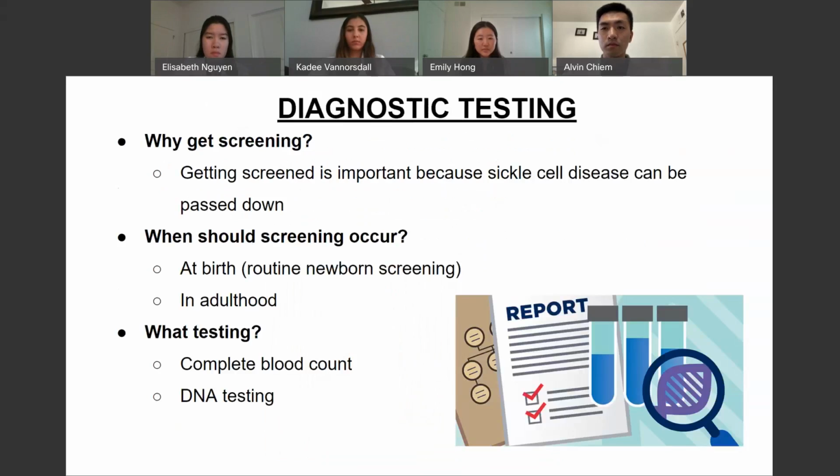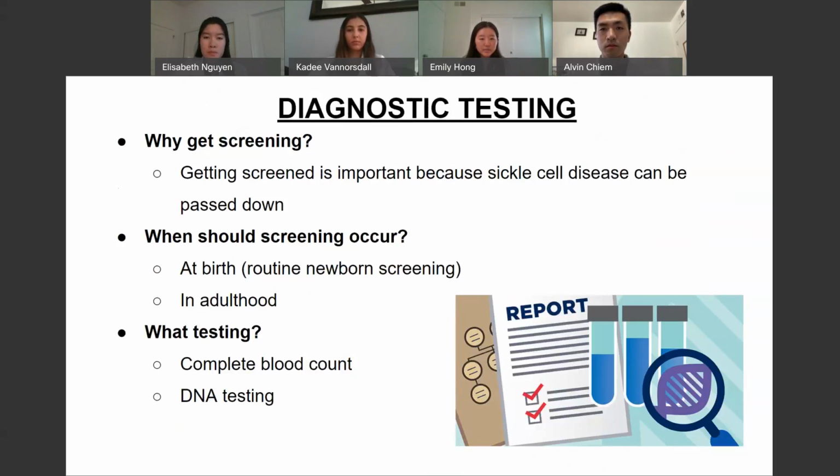So why should someone get screened for sickle cell disease? Getting screened is important because sickle cell disease can be passed down to children through their parents' genes. Screening should occur for all newborn babies, even if they look healthy. If left undetected and untreated, it can lead to severe health problems and even death early in childhood.